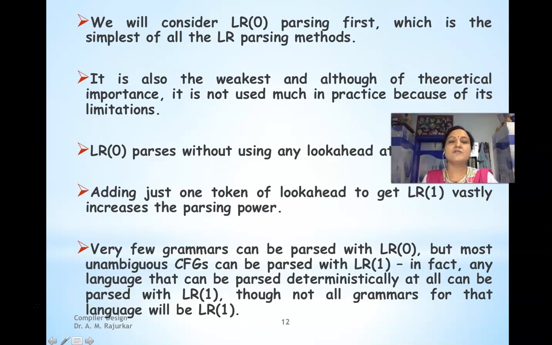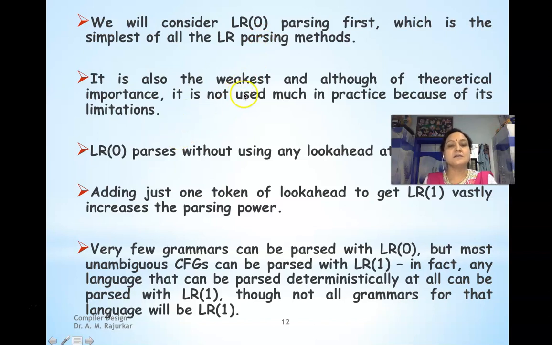So we will first consider LR(0) parsing, which is the simplest of the LR parsing methods. What do we mean by LR(0)? L stands for reading the input string from left to right. R stands for using the rightmost derivation in reverse, and it uses 0 look ahead, meaning no look ahead is used in taking the decision of shifting or reducing in the parser.